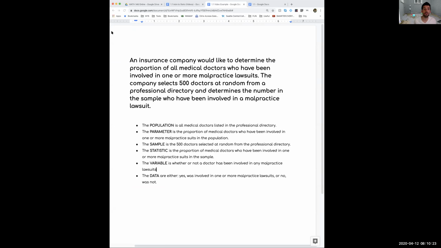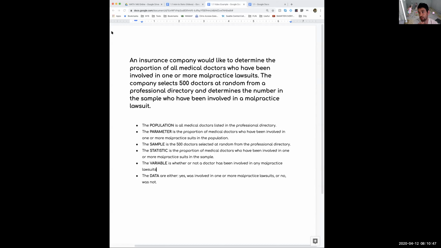So I want to remind you again that I'm not going to ever ask you a vocabulary question like define the population. However, I might ask you to identify the population, something like this. This is the kind of question you might get on a quiz or an exam, where I have a little paragraph like this and ask you to identify each of the pieces from it. So let's just go through.